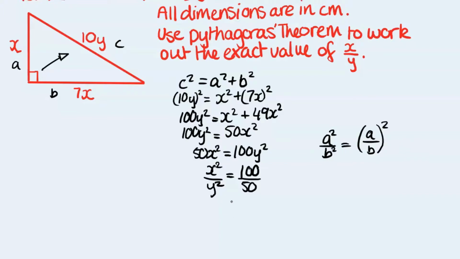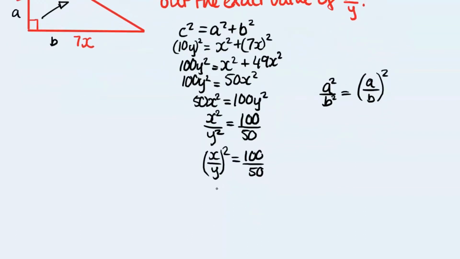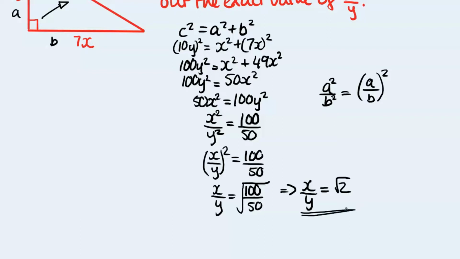So what we can do is write x over y, and then we put brackets over the fraction, then square, just like that. Okay, that makes it easier to then take the square root of the other side. So you just need to remember that rule. So what does that leave us with? We have x over y is equal to the square root of 100 over 50. Okay, so this is a calculator paper, so we can just put that in the calculator, and what do we get? So x over y is simply root 2 as the final answer.